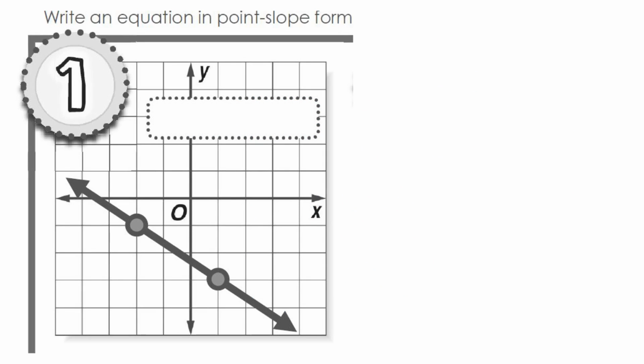Here's another type of question that you might see: write an equation in point-slope form for this line. So we first have to find the coordinate points for one of the points.